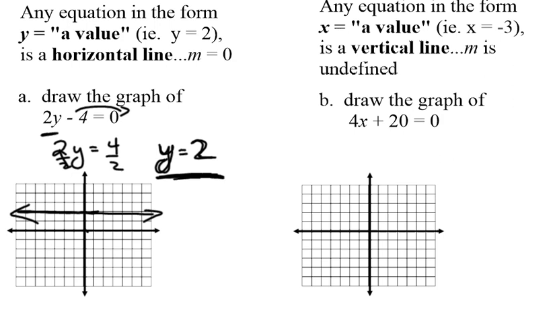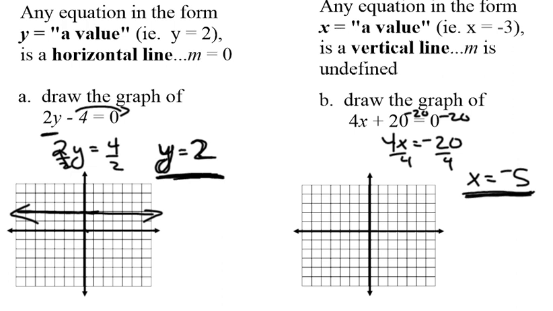D, draw the graph of 4x plus 20 equals 0. Well, here we don't have a y, so let's isolate the x. 4x equals -20, divide by 4, x equals -5. When x equals something, we get a vertical line. Everything has to be 5 left on the x-axis. 1, 2, 3, 4, 5. Everything has to be at x equals -5, which is a vertical line at x equal to -5. Horizontal and vertical, special, unique situations for graphing.